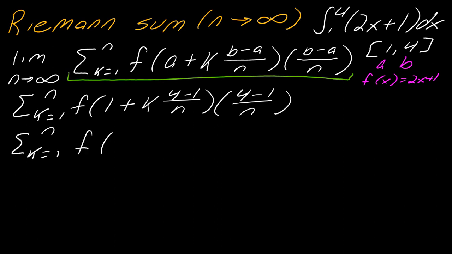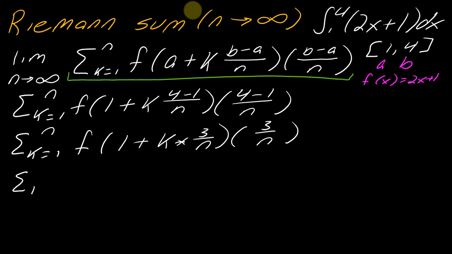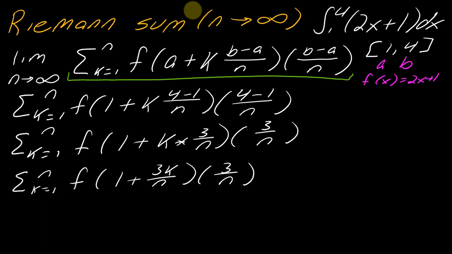So this is going to be 1 plus k times 3 over n. This part over here is 3 over n. So I'm going to just continue to work this out. So this goes from k equals 1 to n. So this is going to be 1 plus 3k over n, and then all of this times 3 over n. Okay, so now what I need to do is I really need to work this out.